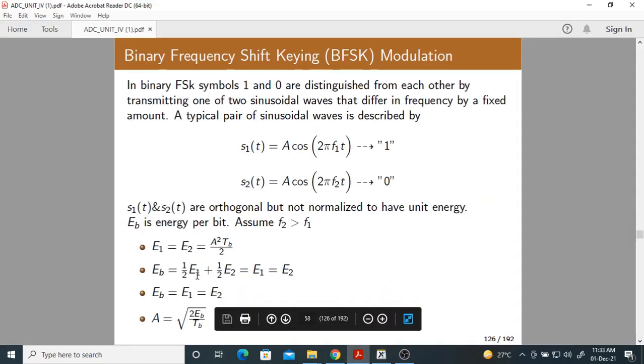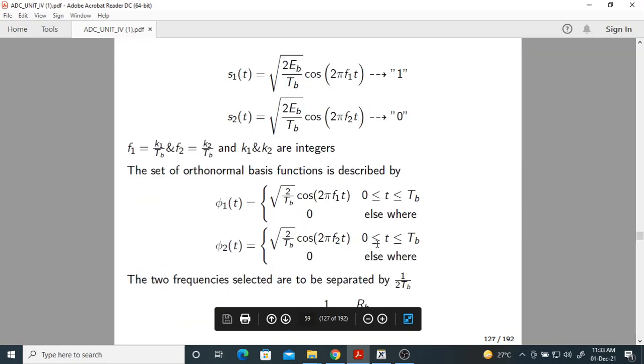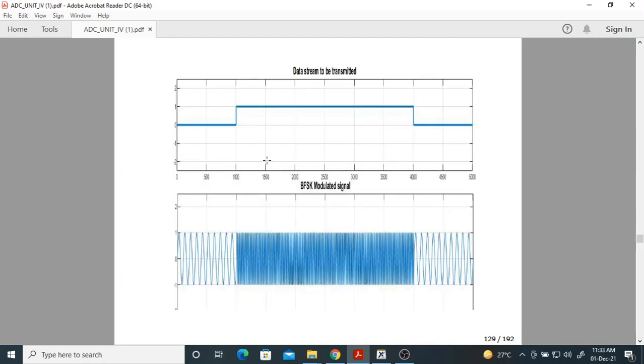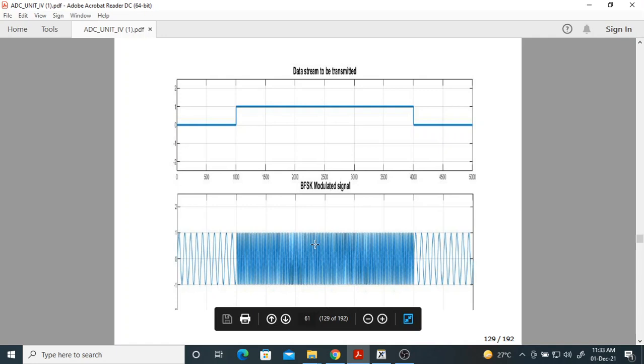Now, they have the same energies, and this is what the waveforms look like. These are the basis functions. These are the two waveforms. Now this is the BFSK waveform, where for different symbols we have different frequencies. The waveforms have the same amplitudes and the same phases. They differ only in frequency.